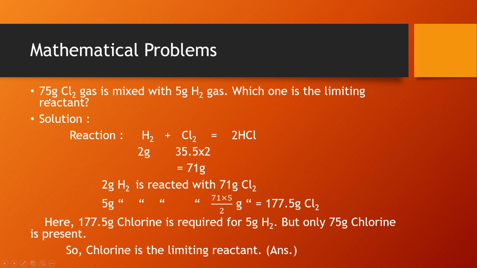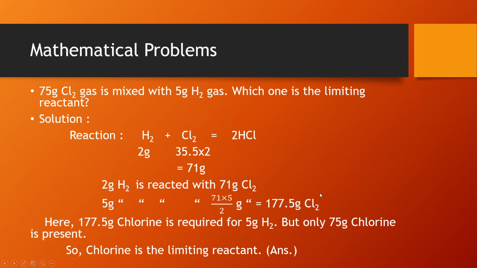But let's look at the question here. The question says that 75 gram chlorine gas is in supply. So to completely react with 5 gram hydrogen, more chlorine is required. Here we can see that this amount of chlorine is required for 5 gram hydrogen, but only 75 gram chlorine is present in our supply. So chlorine will be the limiting reactant.